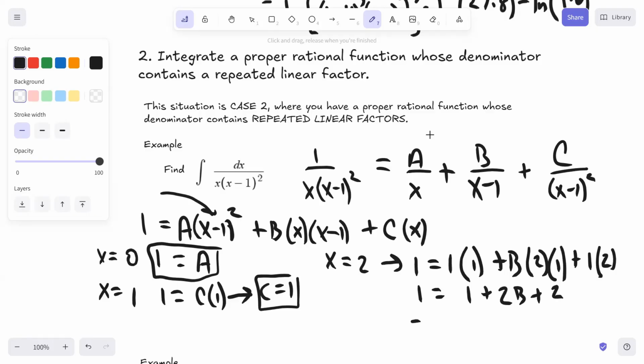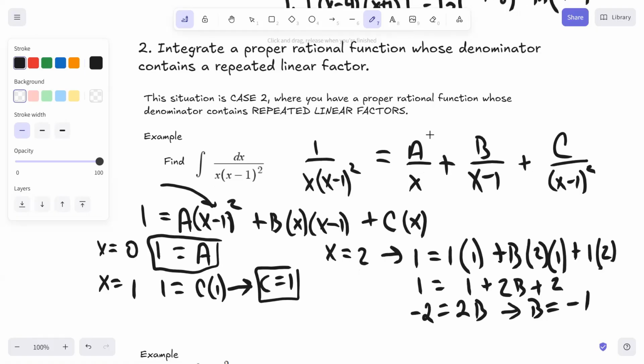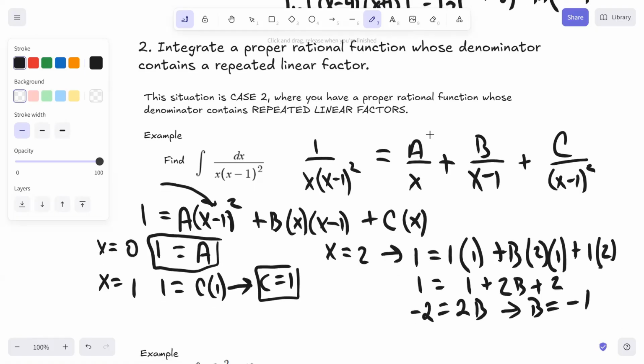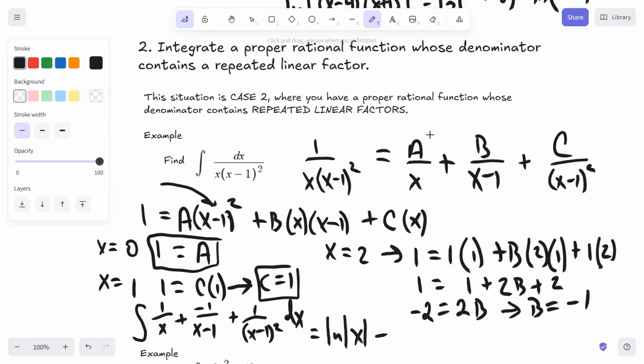So you subtract 1, subtract the 2, you'd have negative 2 equals 2b. So b equals negative 1. And then we can get our integral. Now this is going to anti-differentiate to natural log absolute value of x minus natural log absolute value of x minus 1. And be careful with this last term here.